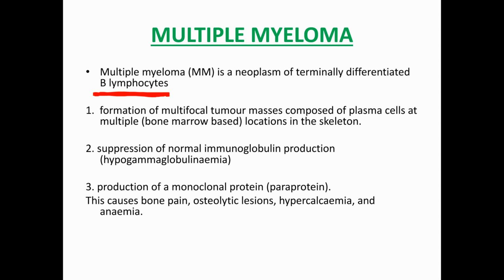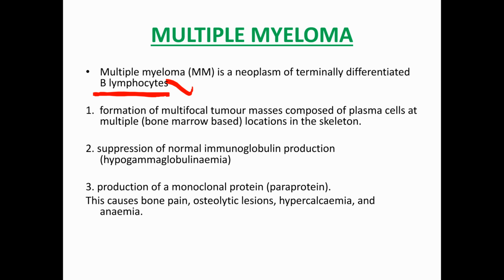The plasma cells are derived from B lymphocytes after maturation, and the main function of plasma cells in your body is synthesis of antibodies to fight against infection. Three things are important to know about multiple myeloma. First is why the name multiple myeloma is given. Myeloma is the collection of plasma cells, neoplastic tumor cells, and multiple means multiple sites. That's why it is named multiple myeloma.